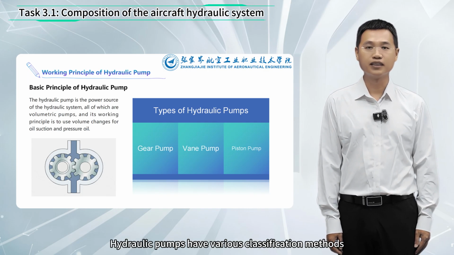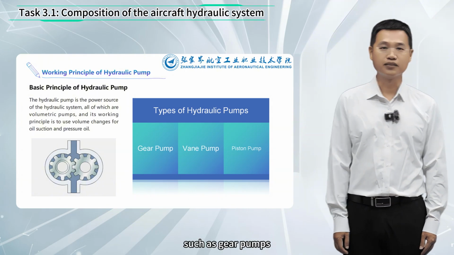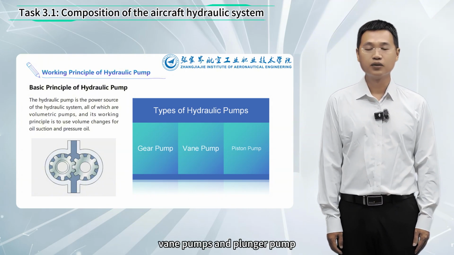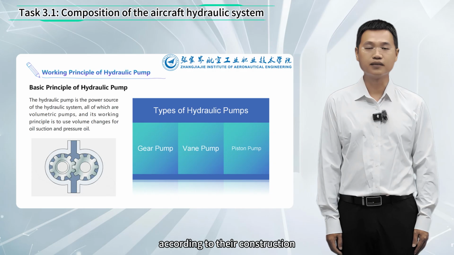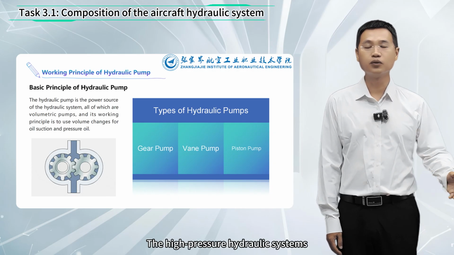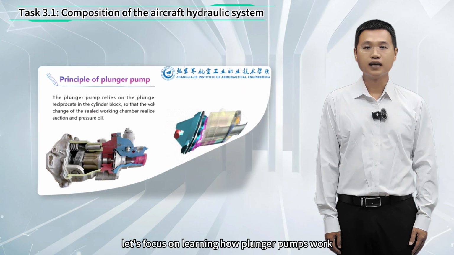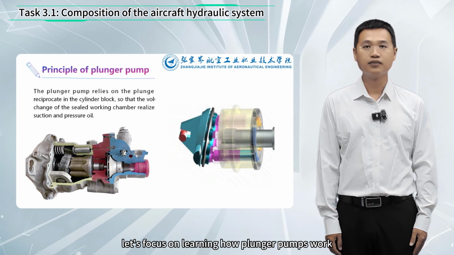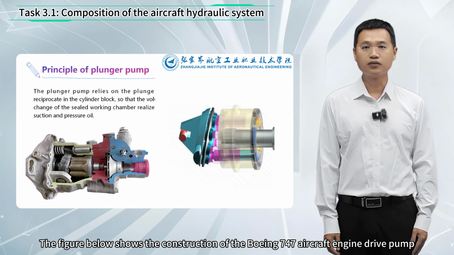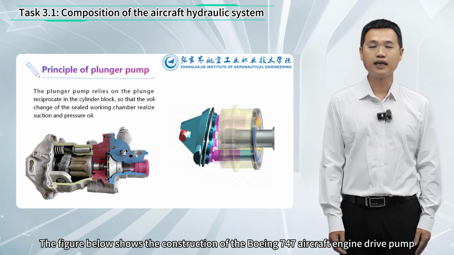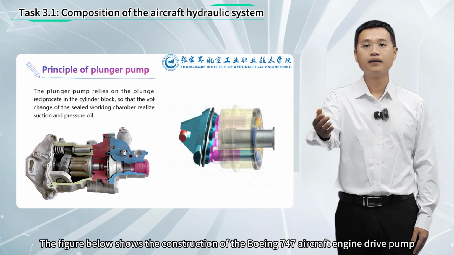Hydraulic pumps have various classification methods such as gear pumps, vane pumps, and plunger pumps, according to their construction. The high-pressure hydraulic systems all use plunger pumps as power sources. Let's focus on learning how plunger pumps work. The figure below shows the construction of the Boeing 747 aircraft engine drive pump.